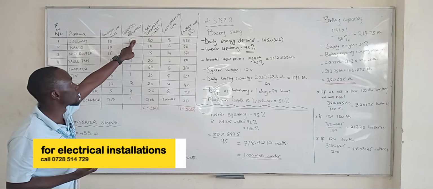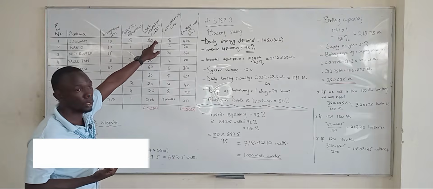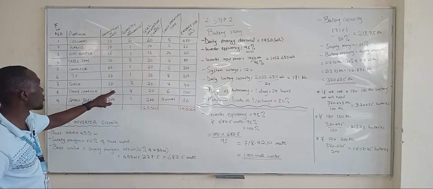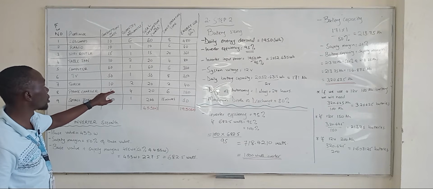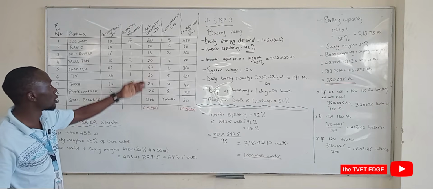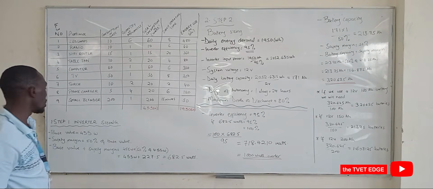And since there are 6, you multiply by 6 to get 60 watts, and then you add all these values. So for example, phone charger, one charger is consuming 5 watts, but we have 4 of them. So it will be 5 times 4, you get 20, and then you add to get 455. So this is the base value of the inverter.